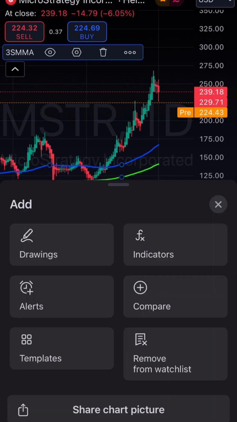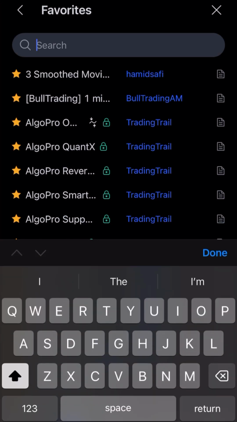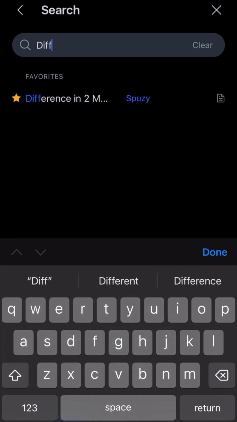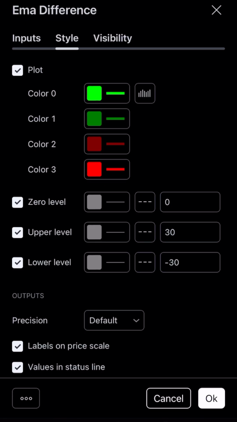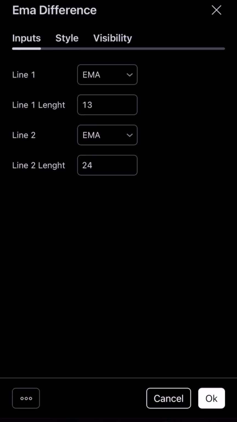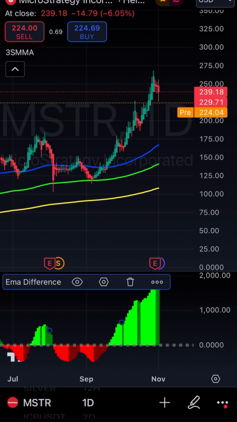The next one we want to do is go to difference of 2 moving averages, and we want to have the settings be at 13 and 24. So those are your 2 sets of moving averages. So how you're going to do this strategy is the first thing you want to identify is the overall direction. You're going to be using the 50, the 100, and the 200 to get the overall direction of MicroStrategy.